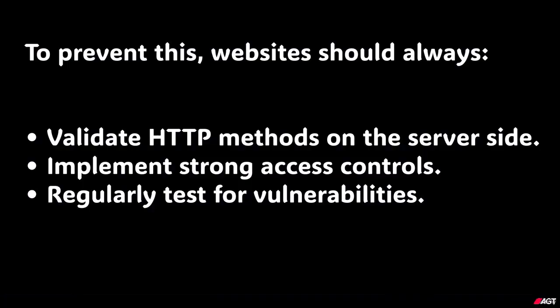To prevent this, websites should always validate HTTP methods on the server side, implement strong access control, and regularly test for vulnerabilities. So in a nutshell, HTTP verb tampering is when someone changes the method of an HTTP request to exploit a website. Simple validation and security practices can keep this in check. Thanks for watching and see you in the next lecture.